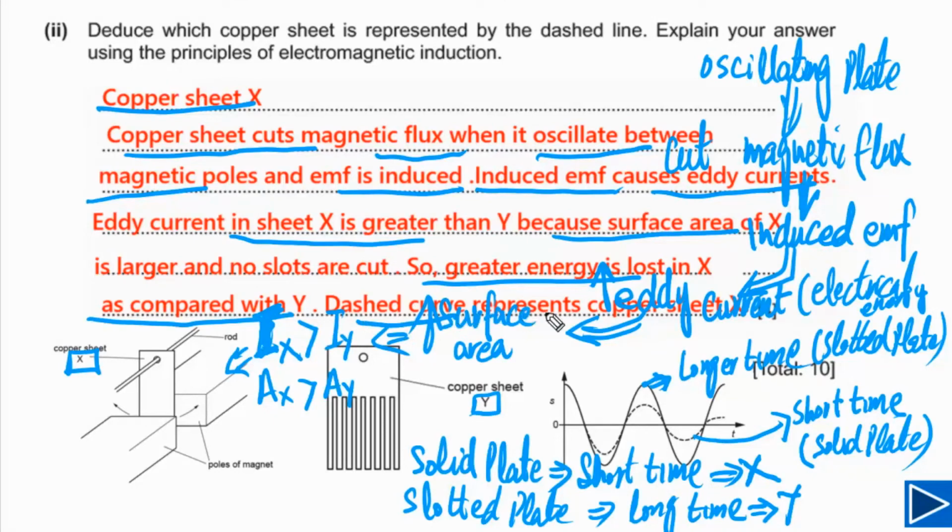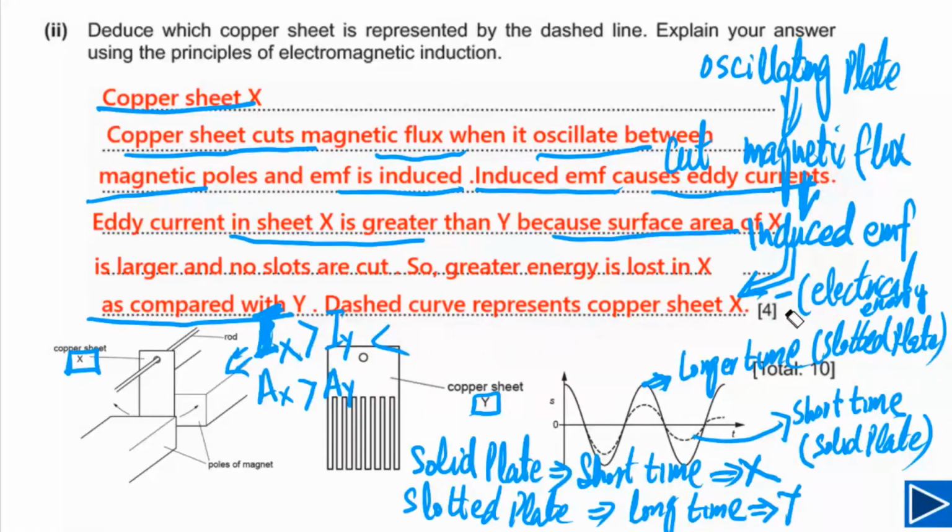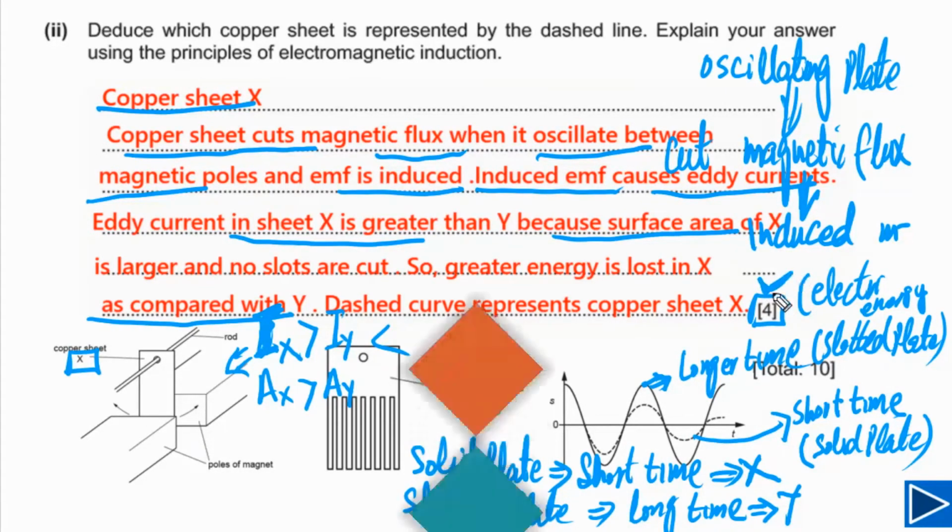So the dash curve represents copper sheet. This is how you need to write down the answer in a very systematic way. If you write down these points, you will get 4 marks, and the total marks for this question are 4.